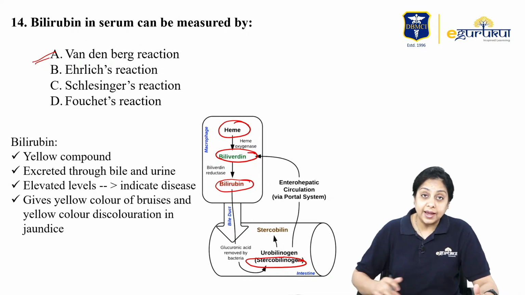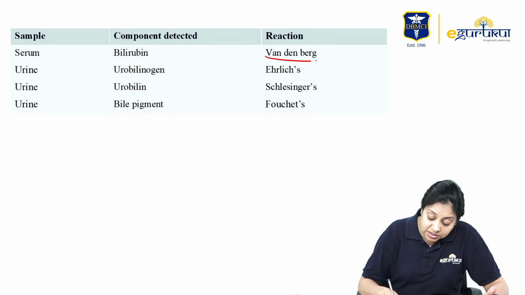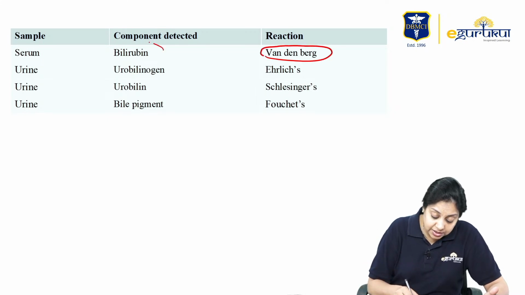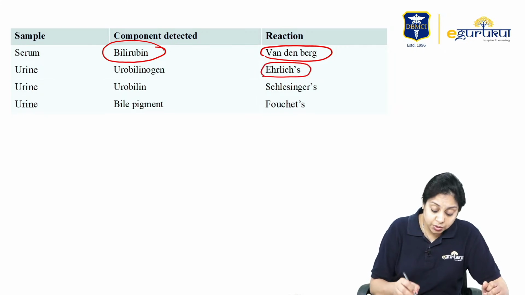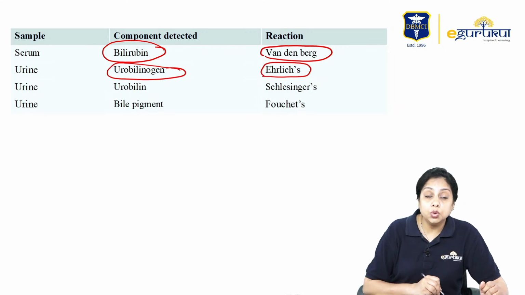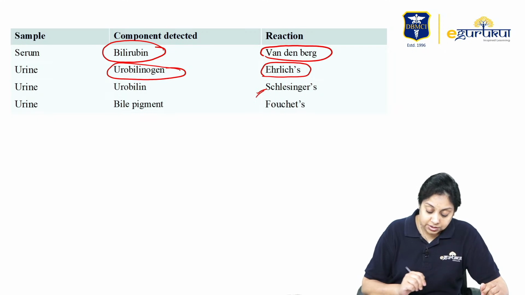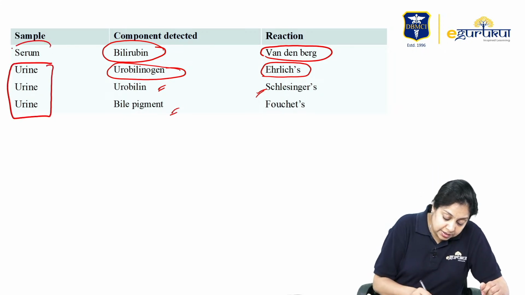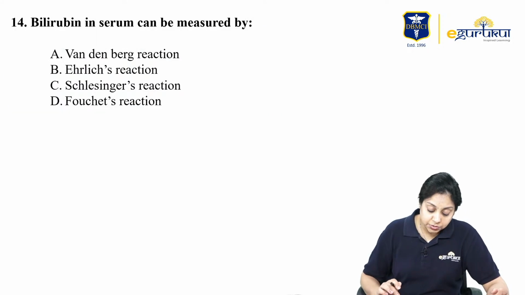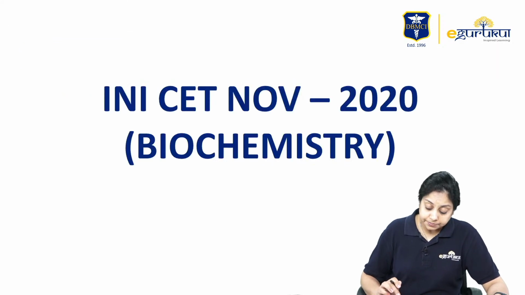So that was the entire thing that we have discussed in the class, and this is the table. If you can remember, in the van den Bergh reaction, the component detected is serum bilirubin. For the Ehrlich test, we detect urobilinogen, right? For the Schlesinger test, we detect urobilin, and for Fouchet's, we detect bile pigment. This is the urine, and here is the serum, right? So the answer is choice A, serum bilirubin is measured by the van den Bergh reaction.